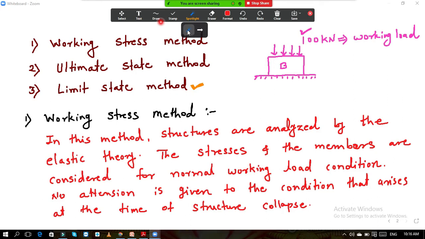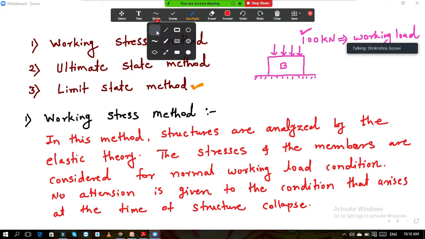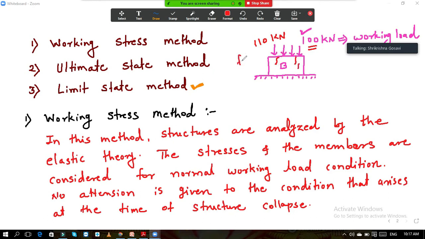Now, I told you earlier that if this is the block, we want to design the block, we have done the analysis, and we found that 100 kilonewton is the force acting on the block. Now in the working stress method, this is your working load. But what will happen if you have designed this block for 100 kilonewton, and your load increases to 110 kilonewton? Obviously cracks will develop in this block and this block will fail.